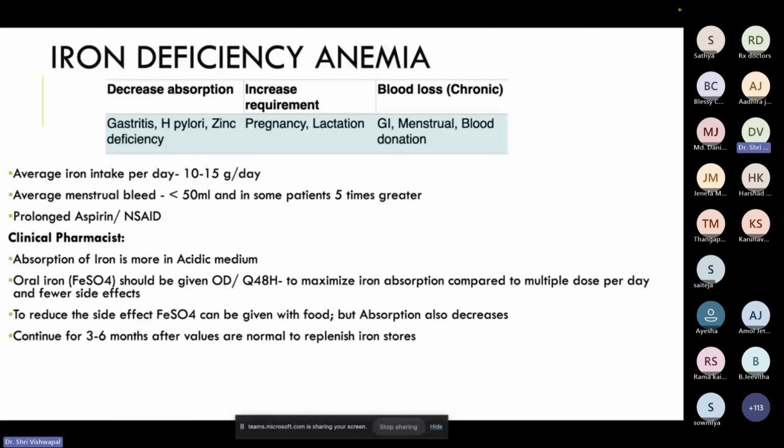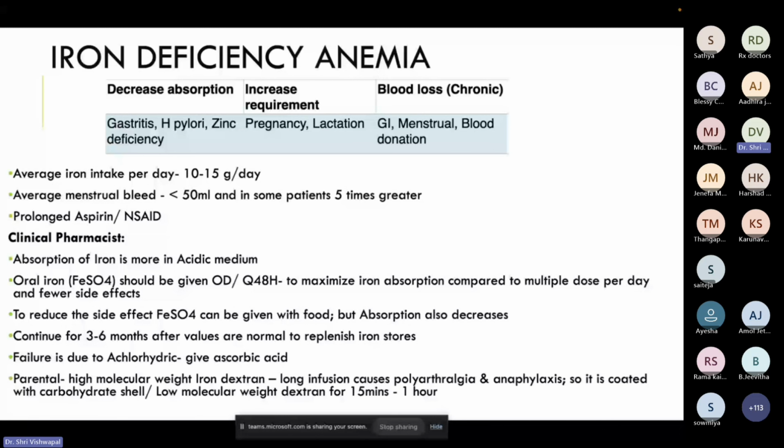Even after the iron stores are replenished, it is better to continue the iron supplements for the next 3 to 6 months. Failure in therapy could be because of achlorhydria, a condition where there is less hydrochloric acid in your body. At that time, you could use an acid like ascorbic acid, and then go with iron supplements.